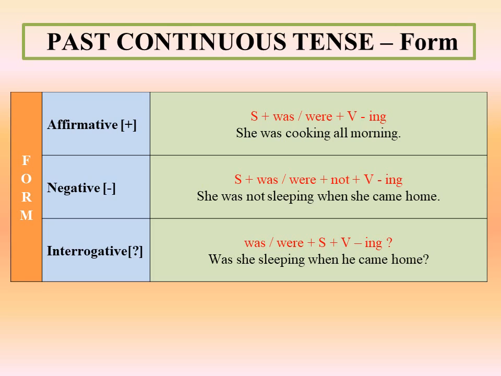Negative. So we are saying it in a negative way, where the work is not done. She was not sleeping when she came home. What did she do? Though she came home, she did not sleep. So the action did not happen. So now the last one, which is interrogative. Interrogative means what? We place a question. The sentence is being placed in a question form. Was she sleeping when he came home? So the question is being asked. When he came, was she sleeping?